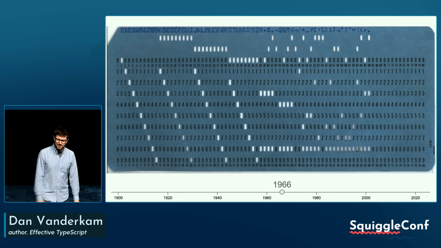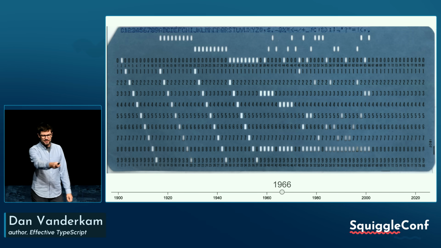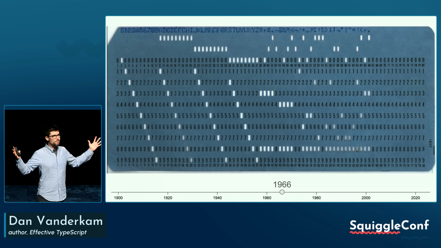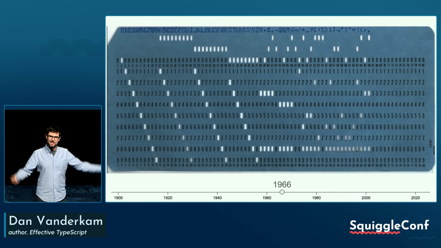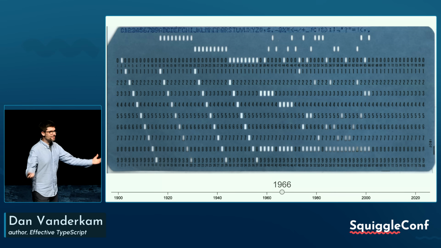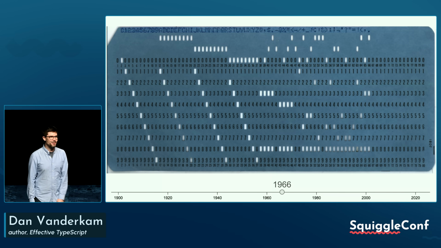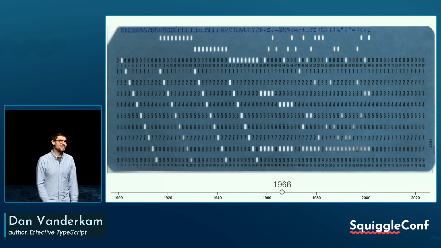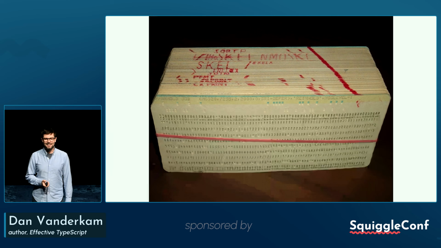But the reason this is relevant to our discussion is you can see on here that the columns are numbered, right? And how many columns are there? There are 80 columns. So that is the origin of the 80 character line limit. It's because of punch cards.